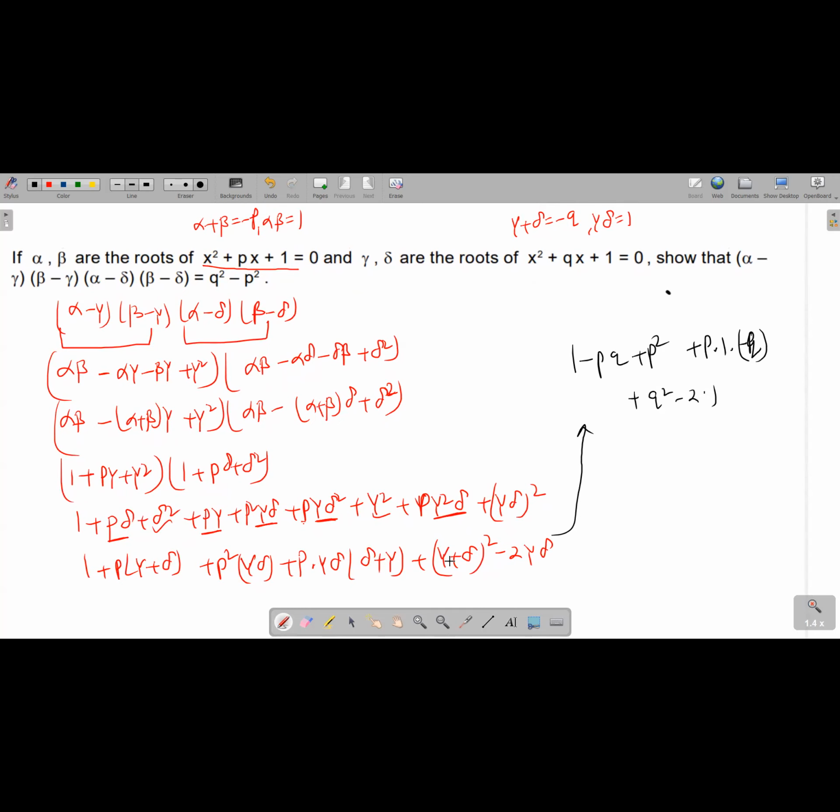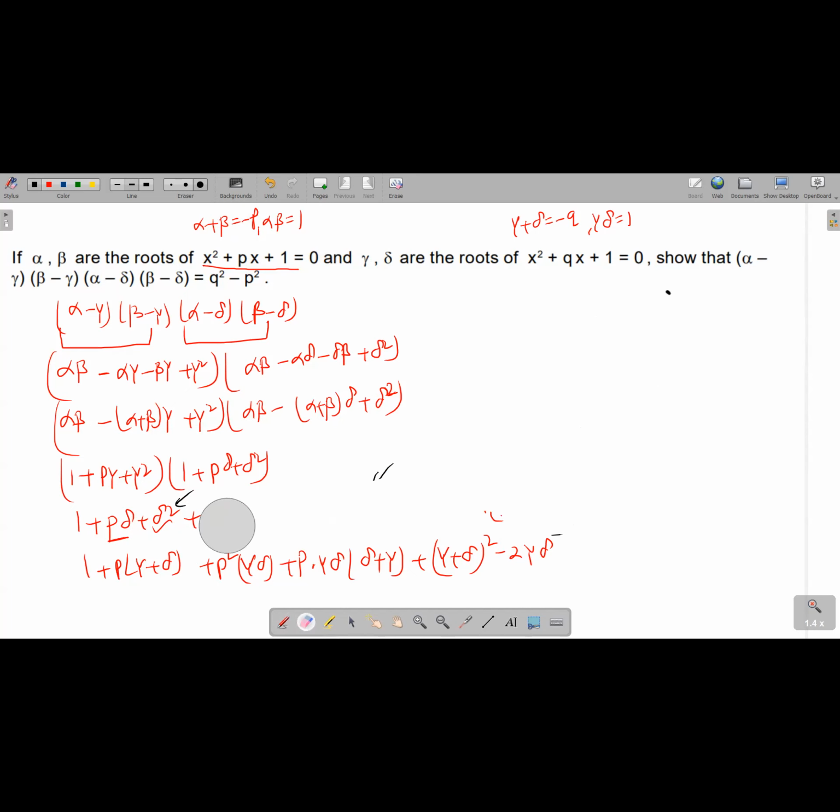You can see there is some mistake, I think. Some mistake, one minute. Sir, how did minus 2 gamma delta come? Here, gamma square plus delta square I wrote like a square plus b square, which is a plus b whole square minus 2ab. So what is the fourth term, sir, in that equation? Fifth term. Wait. I think there is some mistake.